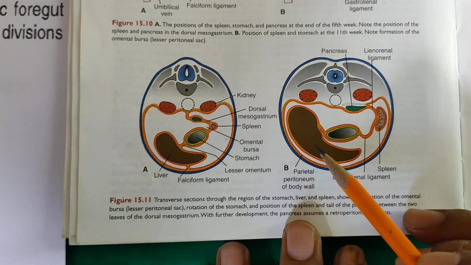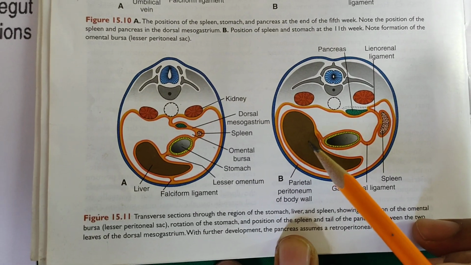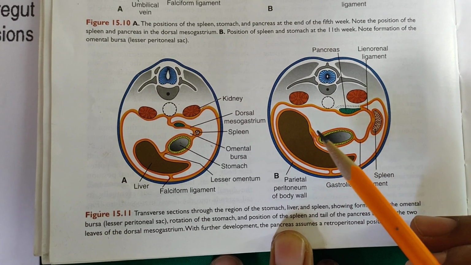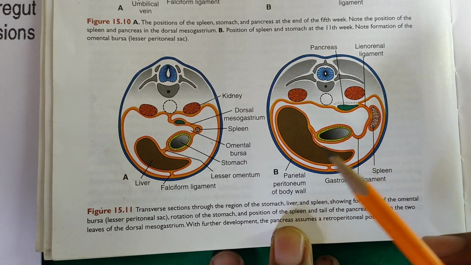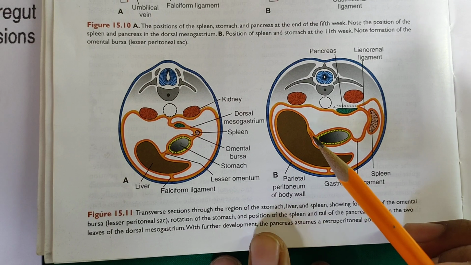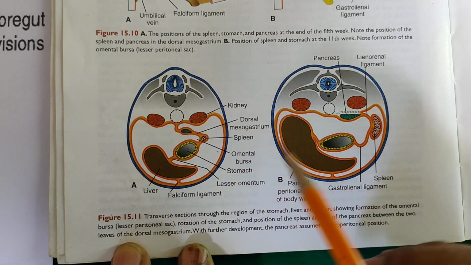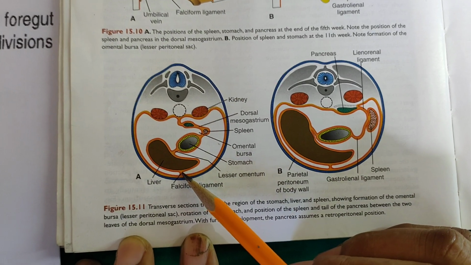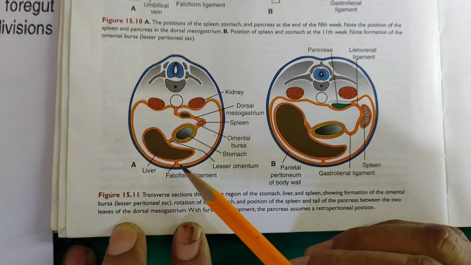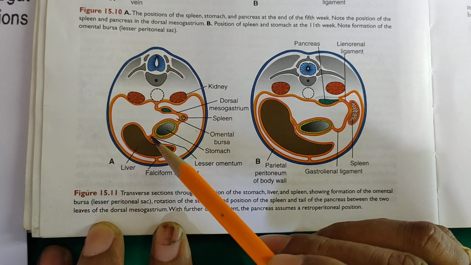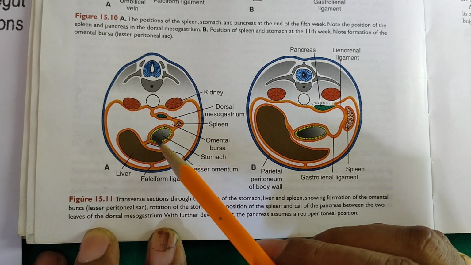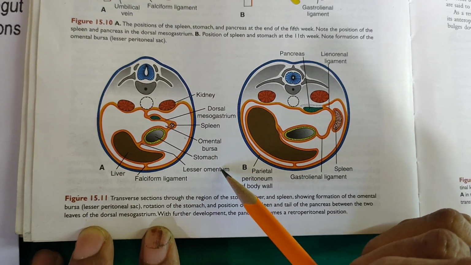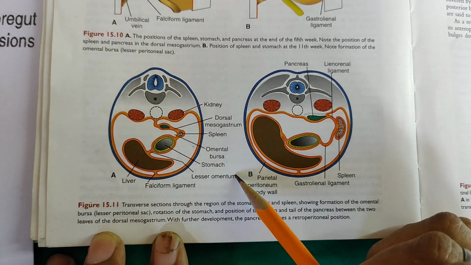So this is the liver. This liver, which is growing within the ventral mesogastrium, will make two structures. The ventral mesogastrium will be divided into two parts. Anteriorly, this part will become the falciform ligament, and posteriorly the part connecting the liver and stomach is called the lesser omentum. This is the lesser omentum.